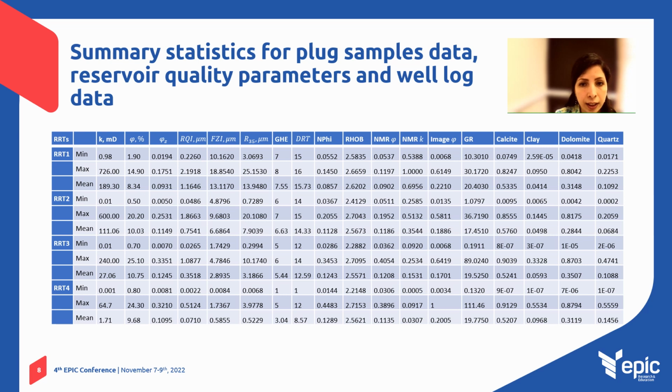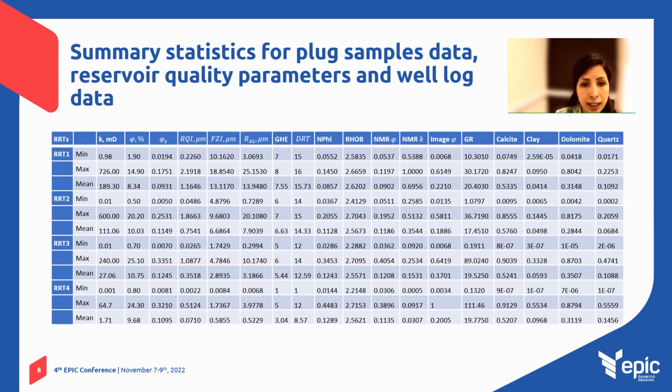Here you can see the range of well-log data for all the reservoir rock types and other data in this table. For example, reservoir rock type 1 holds the best flow capacity with very good permeability. You can see that the maximum value of permeability is 726 millidarcy, interpreting the pore space as macropores with high permeability.